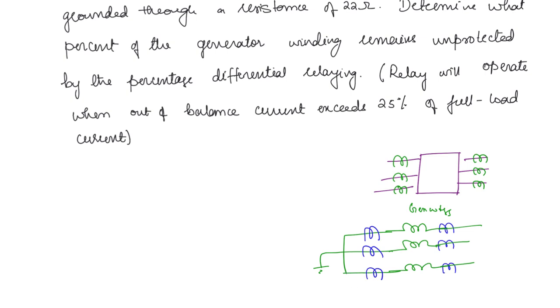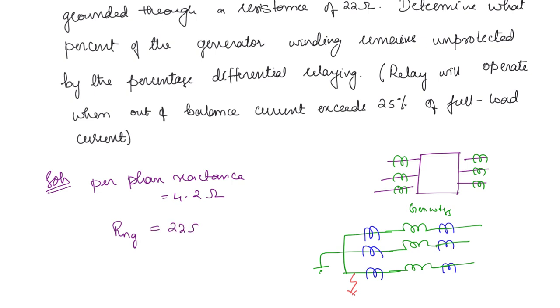So if there is a fault occurring at this point, let us say, will the differential relay be able to give protection? No. So that is the meaning of this question. Now what percentage of the winding is unprotected? That is the question. And first we will write what is the data that is given. The per phase reactance is given as 4.2 ohm, right? And the neutral to ground resistance, I will write as R_G.